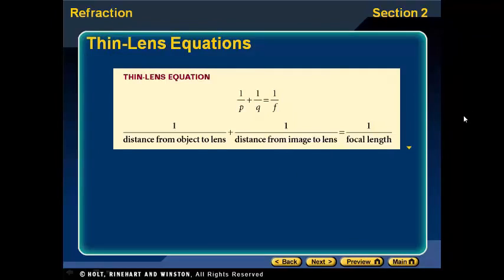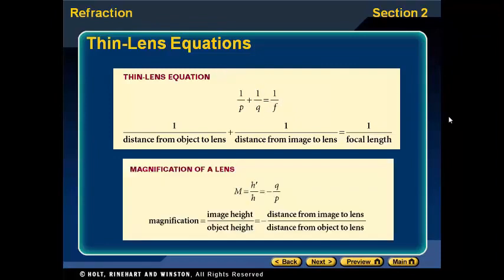Thin lens equation. The thin lens equation is 1 over the distance from object to lens plus 1 over the distance from image to lens is equal to 1 over the focal length, or 1/p + 1/q = 1/f. Also, the magnification of a lens. Magnification is equal to image height over object height, which is equal to minus the distance from image to lens over the distance from object to lens, M = h'/h = -q/p.